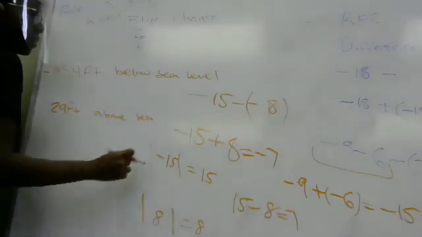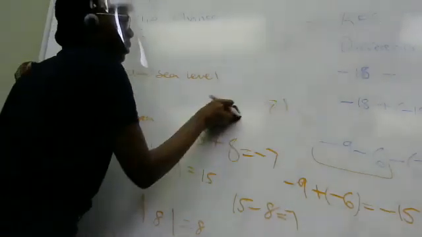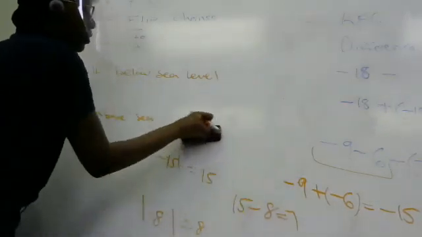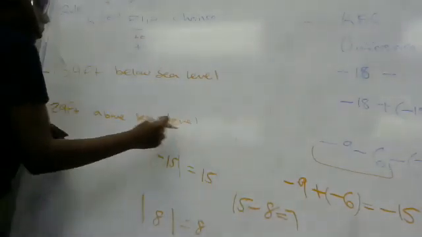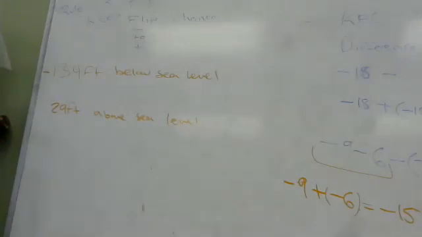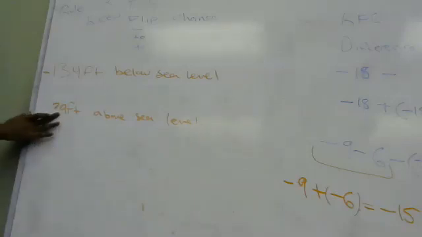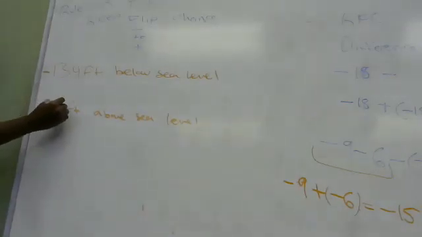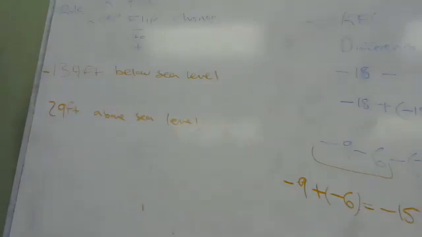Are we going to find the absolute value of each number? It depends on what the problem tells us to do. I want the difference between these elevations. Or not the difference, I want the change in elevation, above sea level and below sea level. What is it? One is below sea level and 29 feet is above sea level.